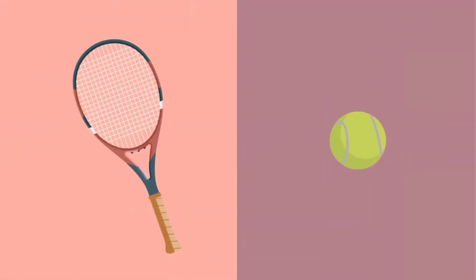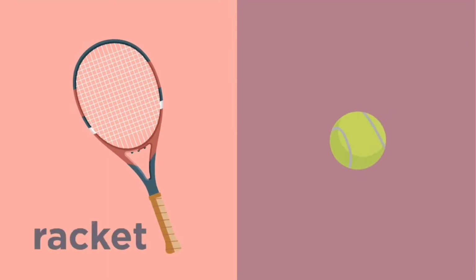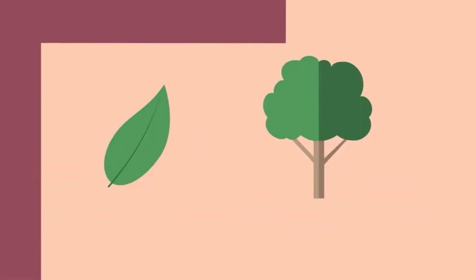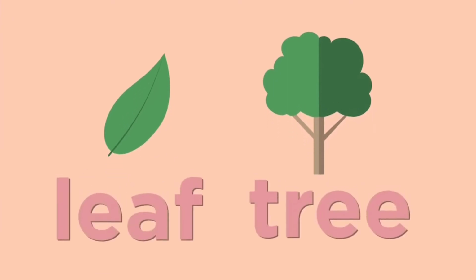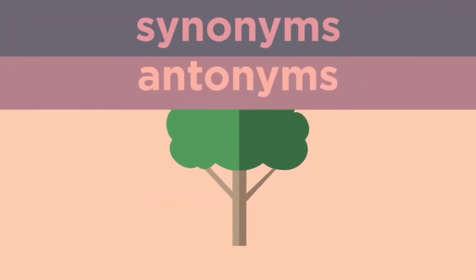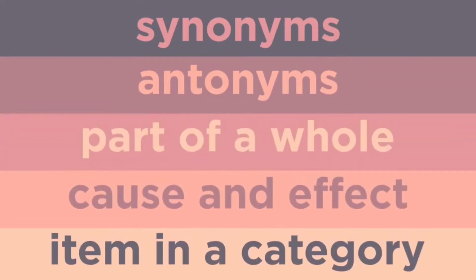Analogies show how words are related. They compare two things and use familiar words to identify unfamiliar or missing words. To understand an analogy, you must first identify the relationship between two words. Some types of word relationships include synonyms, antonyms, part of a whole, cause and effect, and item in a category.